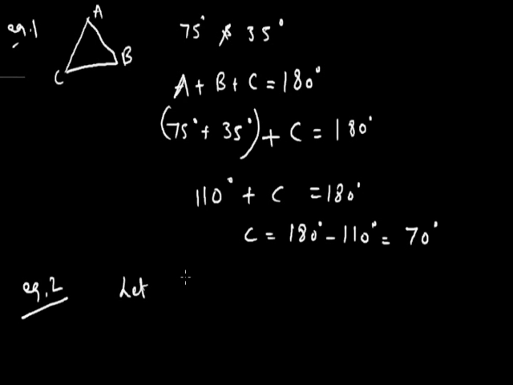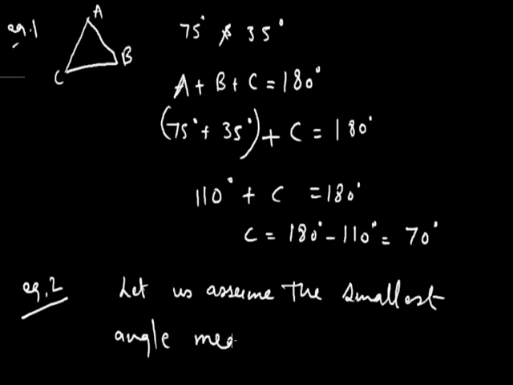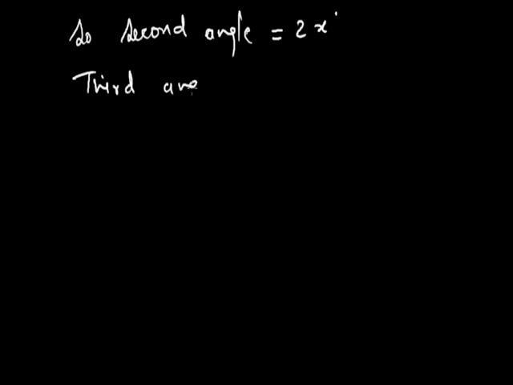Let us assume the smallest angle as x degrees. Then it is given that one angle is twice the smallest angle. So as we have assumed the smallest angle as x degrees, the second angle according to the given information is 2x degrees because it is twice the smallest angle. And the remaining angle, the third angle, is 3 times the smallest angle. Then the third angle measures 3x degrees.